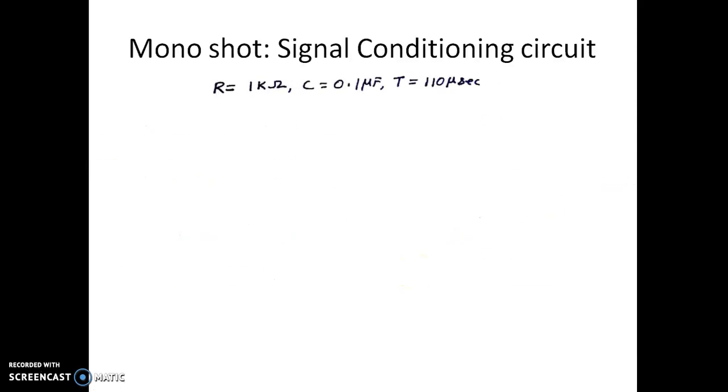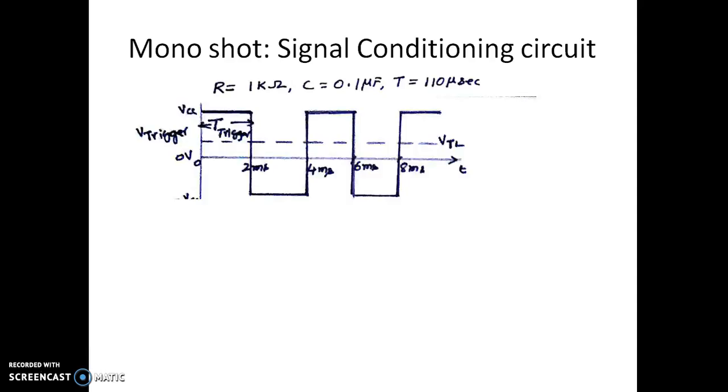Let us see what type of support is needed if the trigger signal applied is something like this. Assume that I want a pulse width of 110 microseconds, but the trigger signal has a high of 2 milliseconds and low of 2 milliseconds. As you can see, the trigger signal is low, that is less than VTL, for almost 2 milliseconds. If you don't use a signal conditioning network, the output will also be 2 milliseconds. Since you want 110 microseconds, we first need to signal condition this trigger signal before we apply it to the trigger.